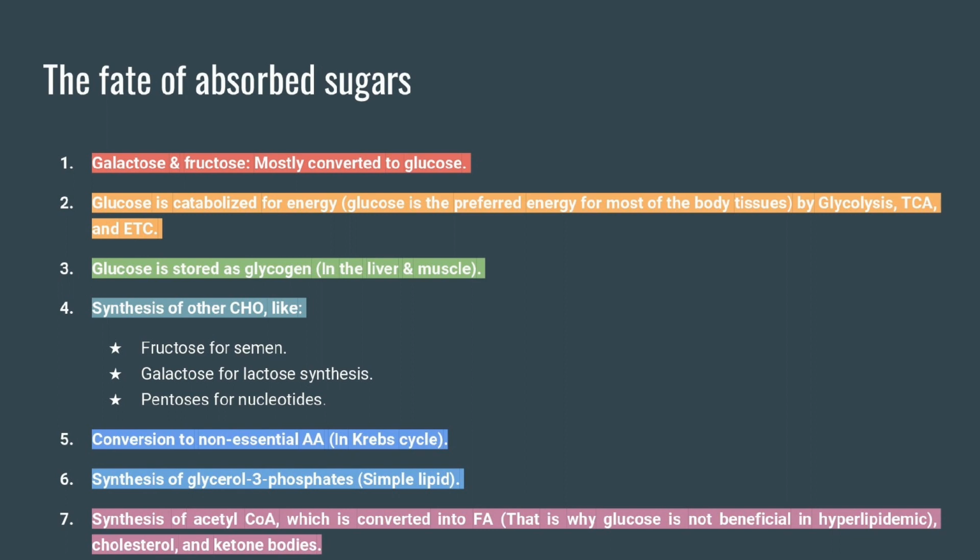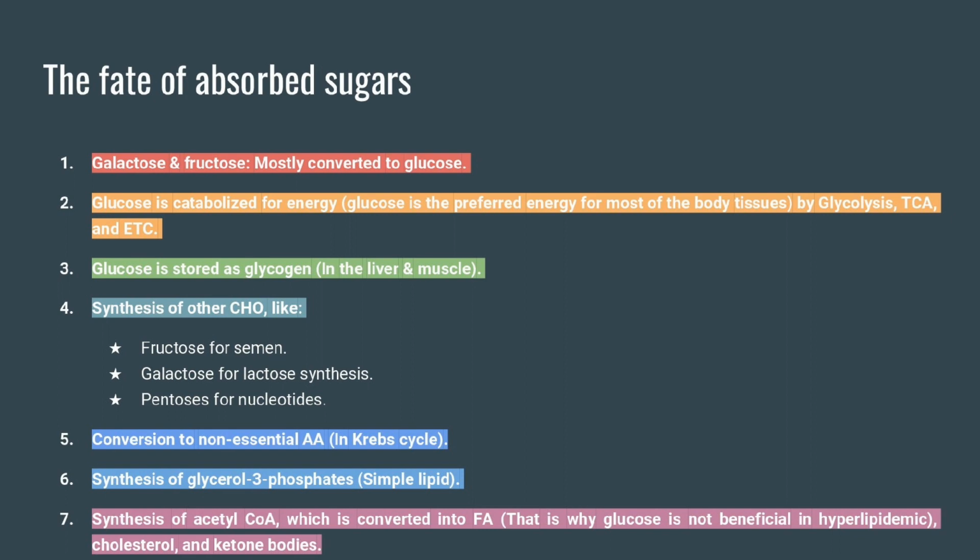galactose and fructose are mostly converted to glucose. Glucose is catabolized for energy, which is the preferred energy source for most body tissues, and it's catabolized by glycolysis, Krebs cycle, and electron transport chain or oxidative phosphorylation. Glucose is stored as glycogen when it's in excess, and glycogen is stored mostly in the liver and muscle.